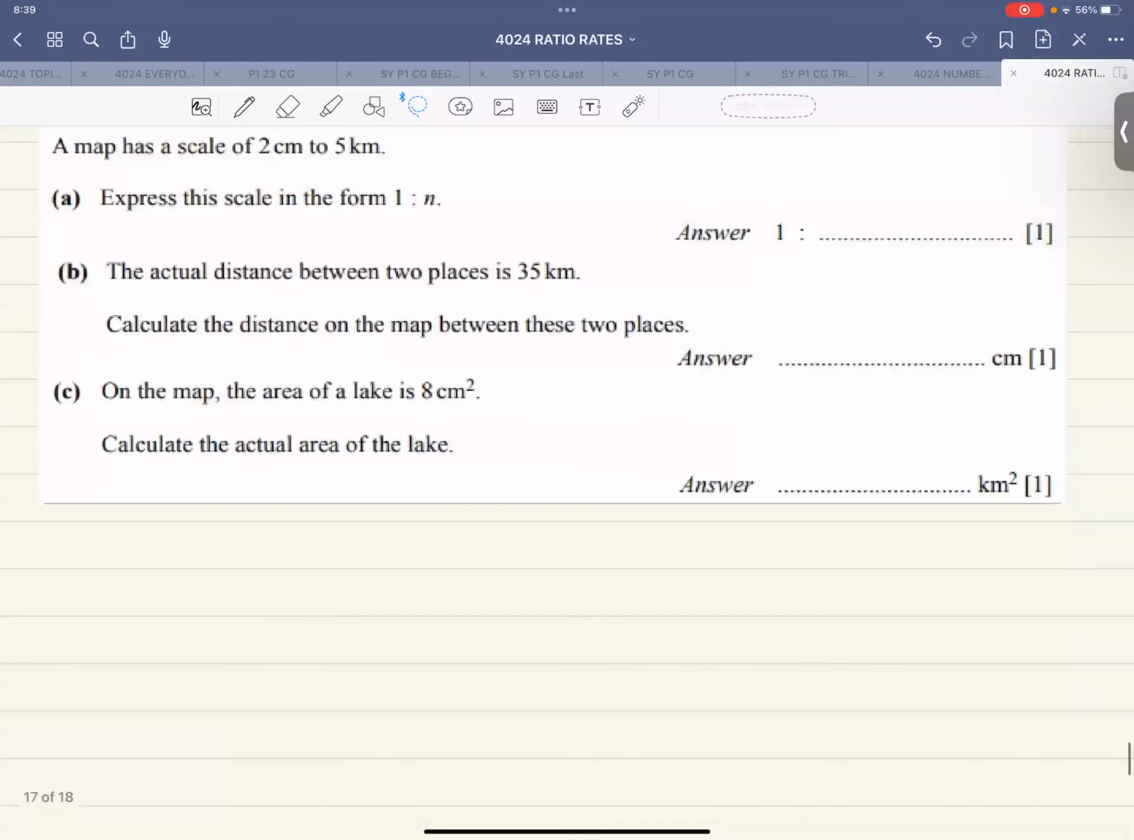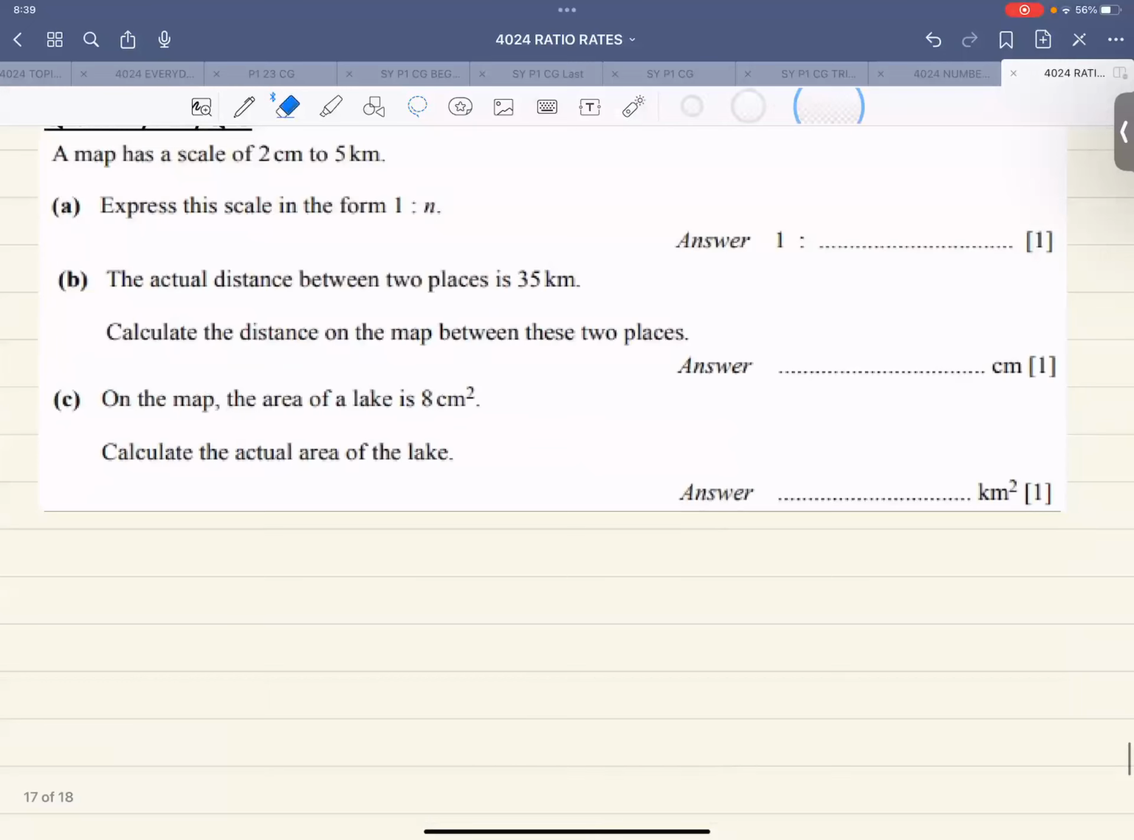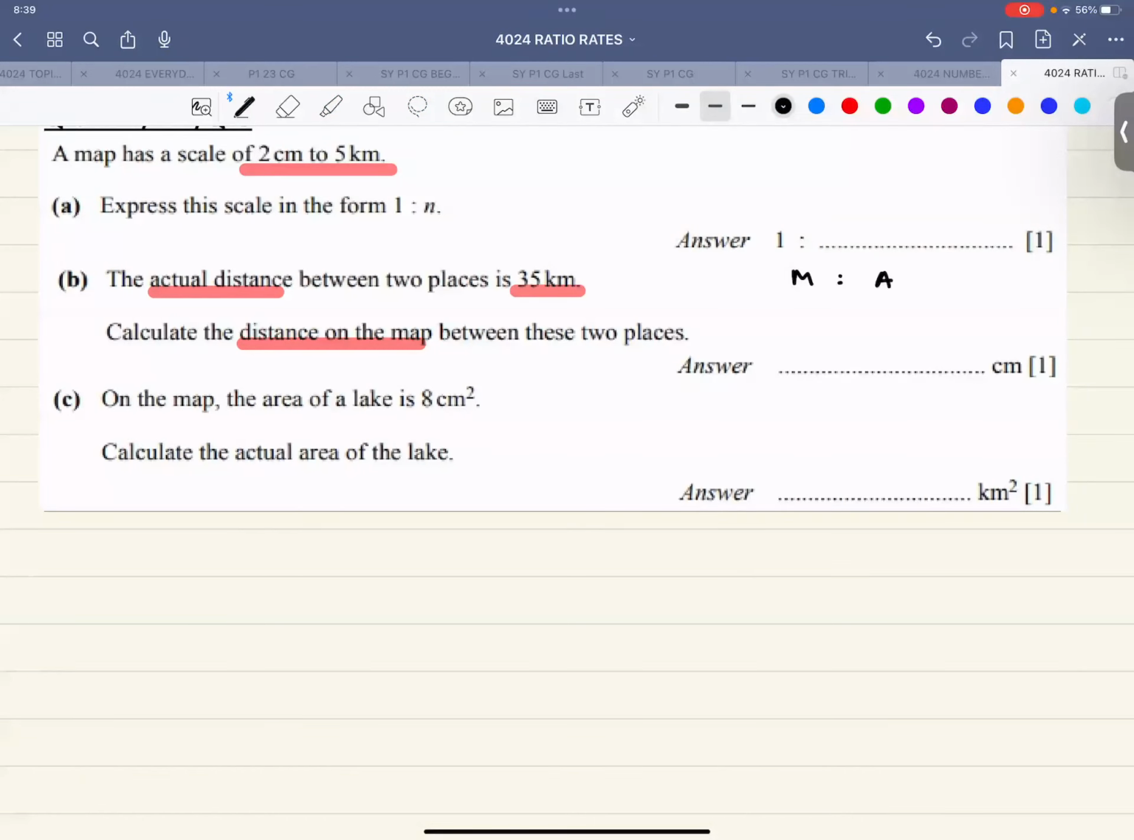Now the question is about this thing. That is 2 centimeters to 5 kilometers. Now it says the actual distance between the 2 places is 35 kilometers. Calculate the distance on the map between the 2 places. That's pretty basic. So this is map. This is actual. This is 2 centimeter. This is 5 kilometer. This is 35 kilometers. And the map measurement is m centimeters.